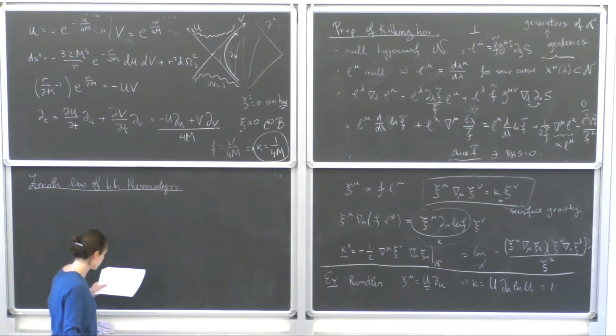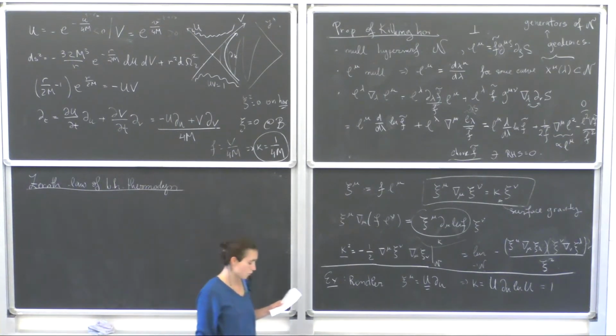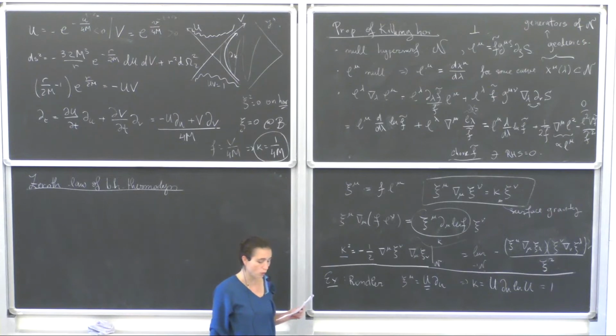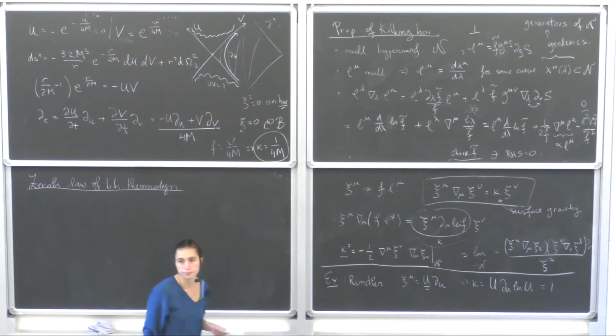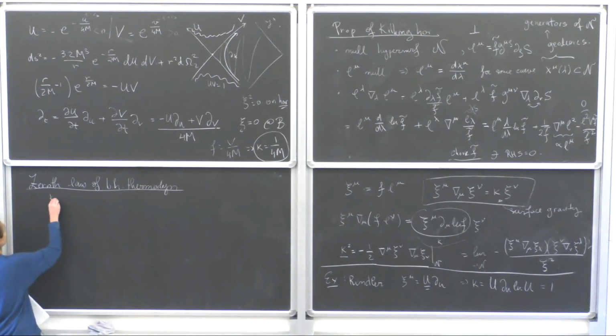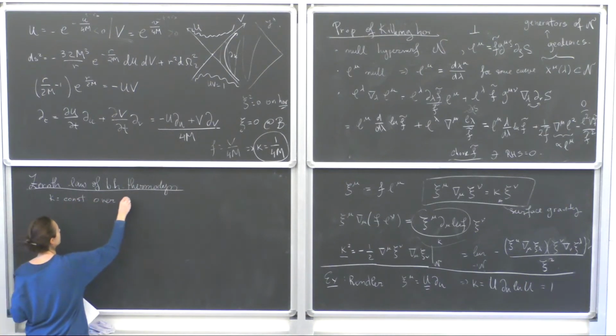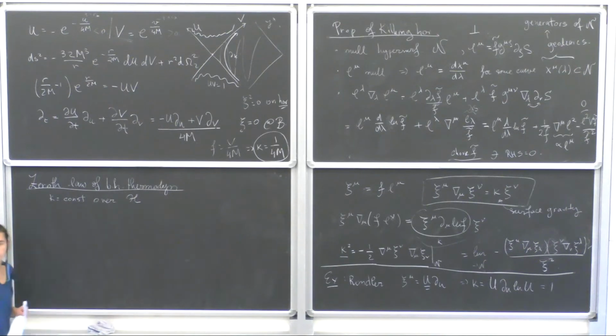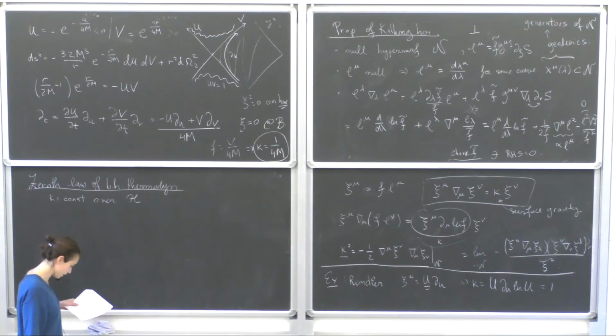And the Zeroth law says that the surface gravity, k, of a stationary black hole is constant over the event horizon. The reason that it's called the Zeroth law is that it sounds like the Zeroth law of thermodynamics, which says that the temperature is constant. So as we'll see, this k should play some sort of role of temperature.